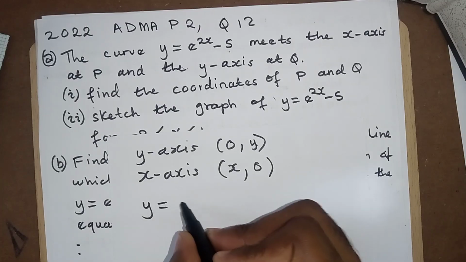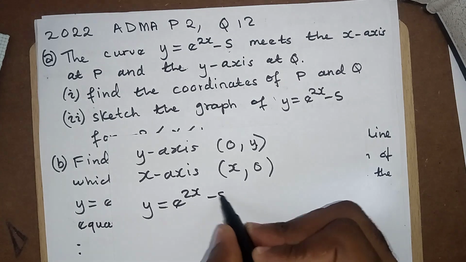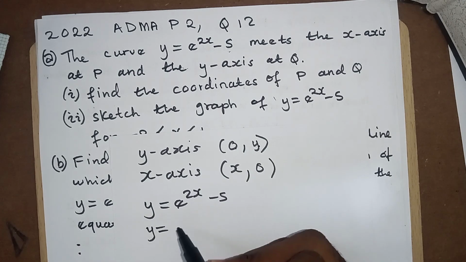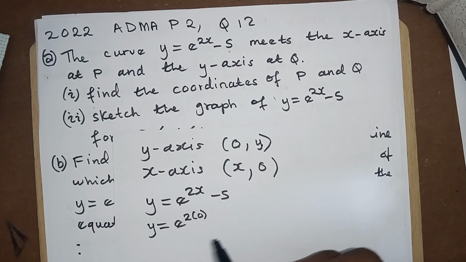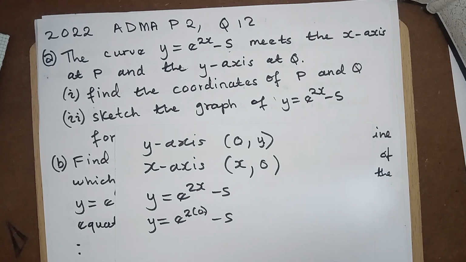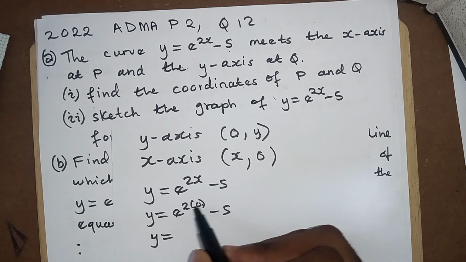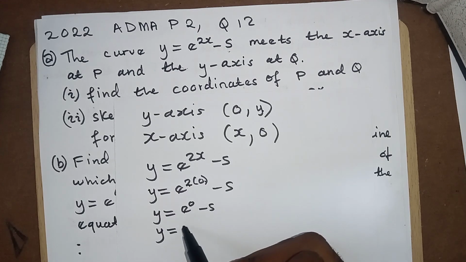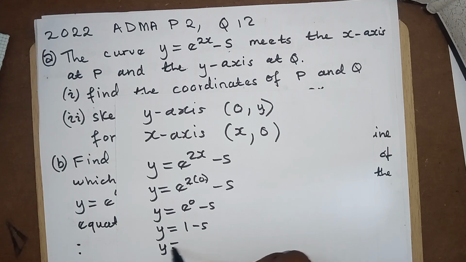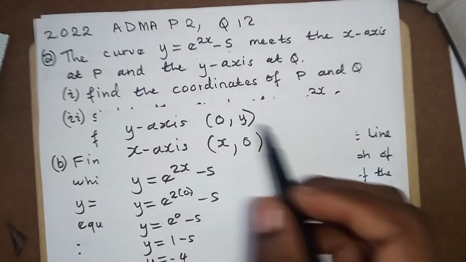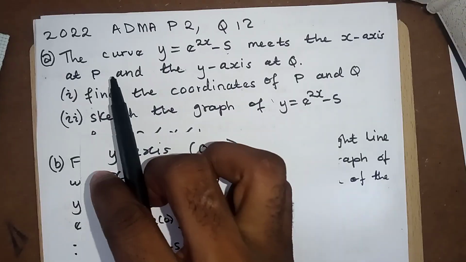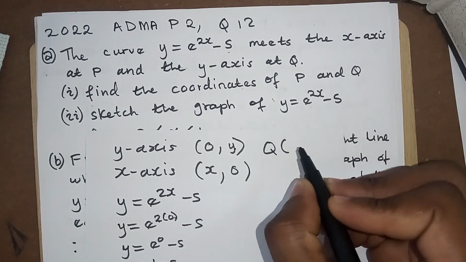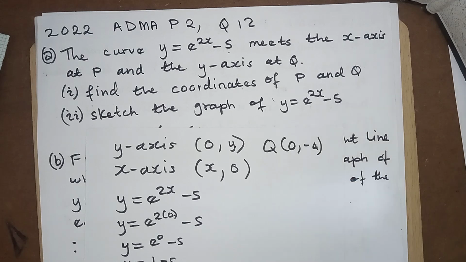So you have y is equal to e to the power 2x minus 5. So when x is equal to 0, you have e to the power 2 multiplied by 0 minus 5. And then this will be e to the power 0 minus 5. So any number to the power 0 is 1, minus 5. So we have minus 4. So the coordinates for Q are 0, negative 4.